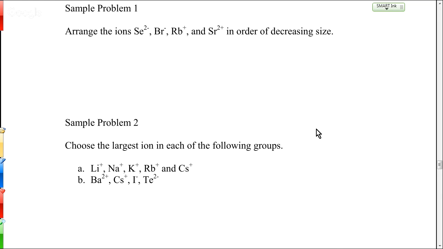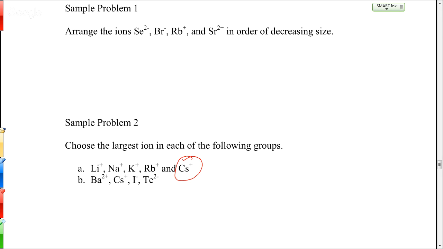Which one's largest? Cesium. How do you know? It's furthest down on the table. So we know that each shell we move out, we get bigger and bigger. Now, if that said, what's bigger, cesium plus or rubidium neutral atom? That's not an easy distinction to make. But because they all have the same charge, we can use our periodic trends and determine which one's bigger.